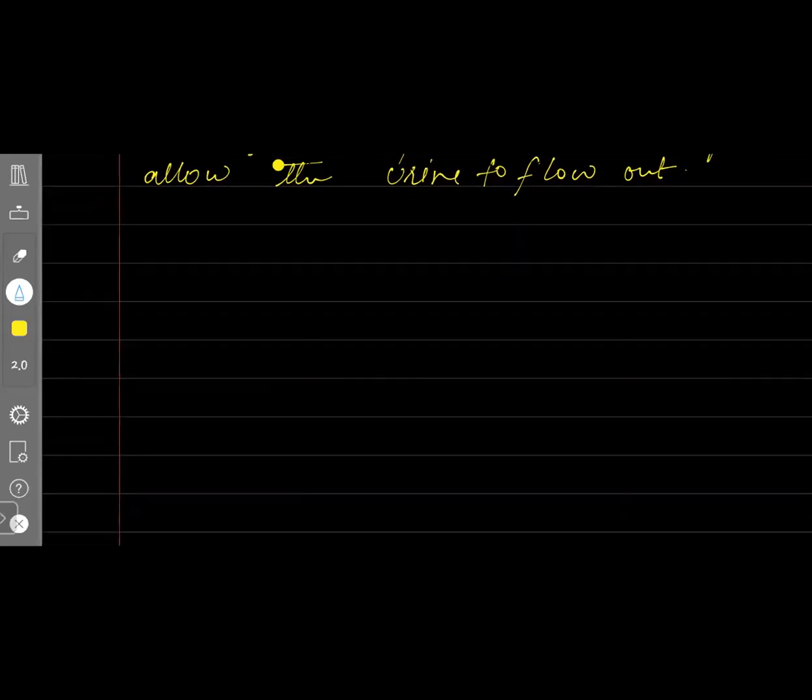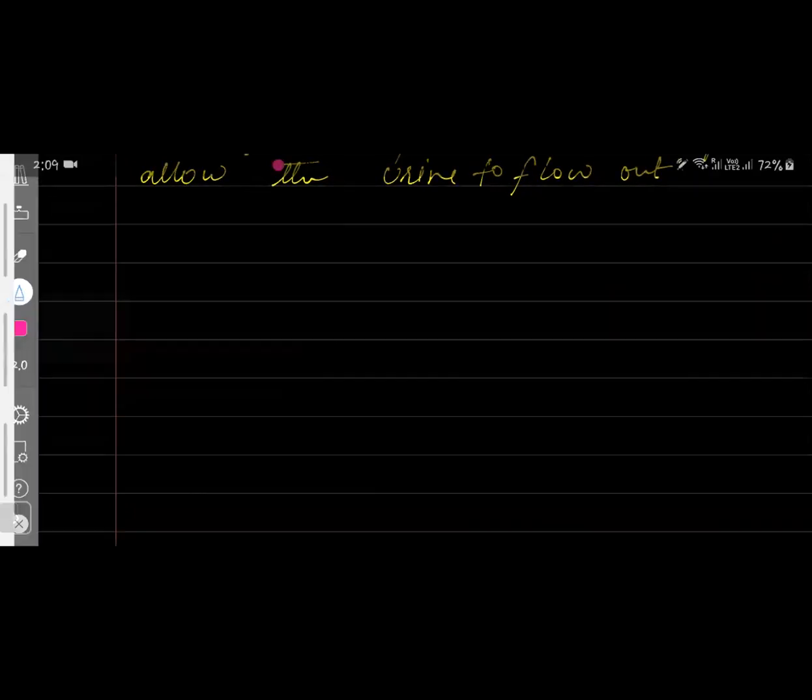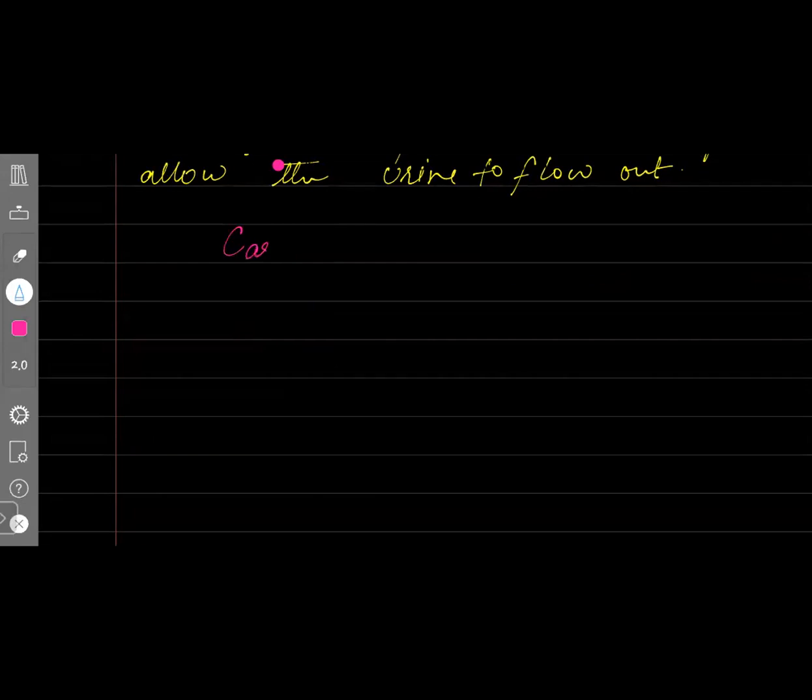Now we'll see about the next excretory organ, which is carbon dioxide. How is carbon dioxide excreted out? It is a product of waste. It is produced as a waste product in our body by cells during the respiration process.